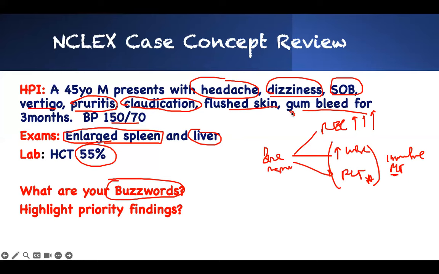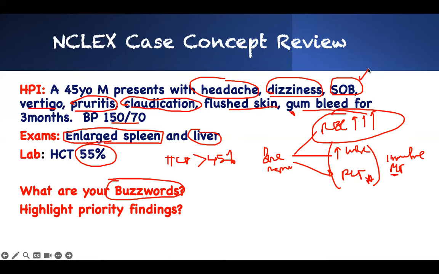That's why they have gum bleed. But that's not the major problem. The major problem is this. You have more red blood cells, your hematocrit. The diagnosis is a hematocrit greater than at least 45%, and this is 55. All the blood basically gets to your lungs, and you have shortness of breath.